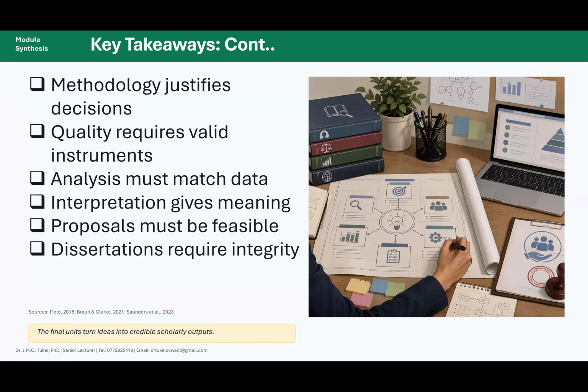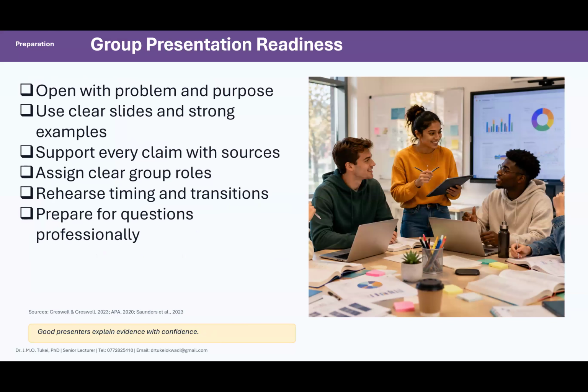Colleagues, the second half of research training turns an idea into defensible evidence and a professional contribution. I want us to apply this. Having said that, we are going to have group presentations. For group presentations, colleagues, you should not read slides. I do not read them. There are people who read slides word by word.